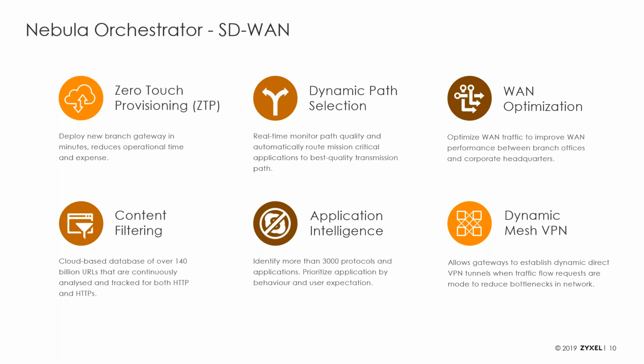Dynamic mesh VPN, so we are dynamically able to create tunnels between locations to give optimal results on throughput and latency. And the tunnel creation just happens in the background with users being unaware that anything is happening, except that they get better results when they transfer data or something like that.